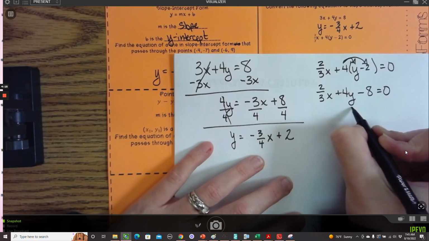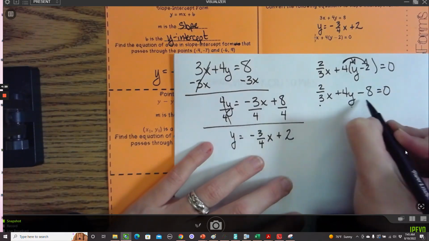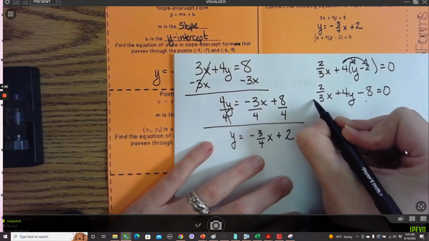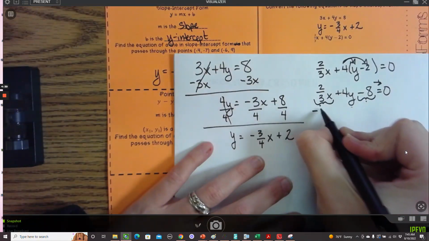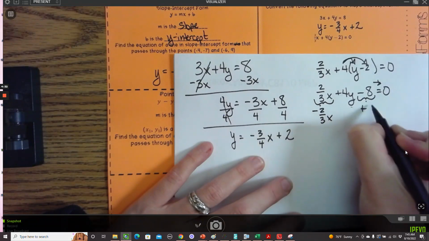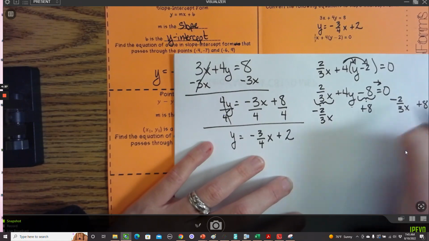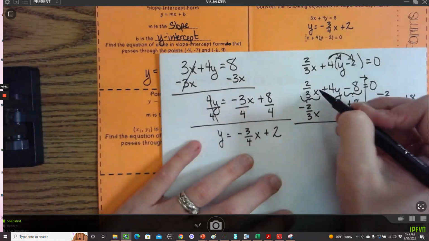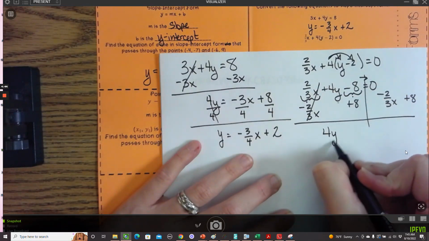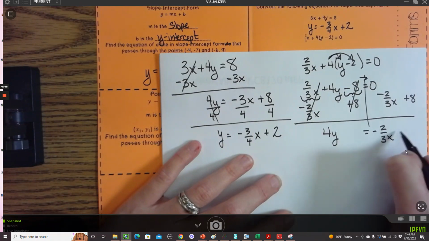Now, name of the game, get y by itself. So for this one, I'm going to move both of these pieces at once, because I know both of these terms need to be on that side of the equal sign. So I'm going to subtract 2/3 x, and I'm going to add 8 to both sides. Remember, think of your equation like a scale. Everything's got to stay balanced. So this will cancel, this will cancel, and then I'm left with -2/3 x plus 8.